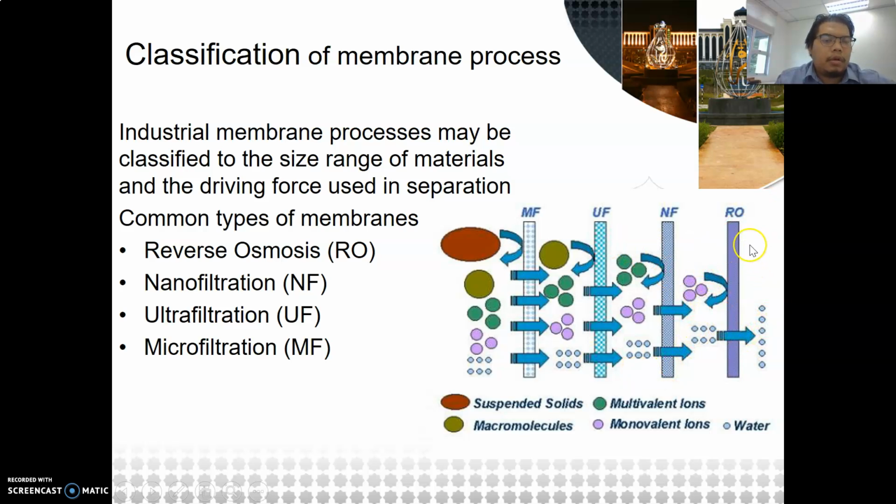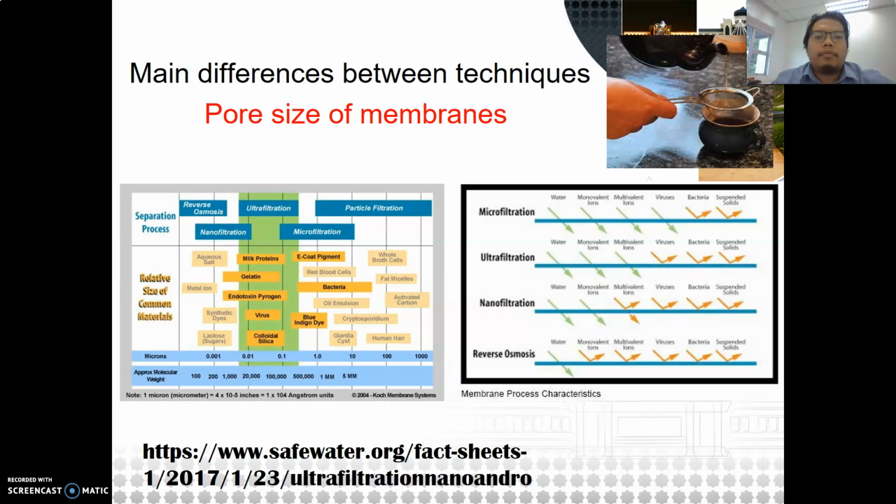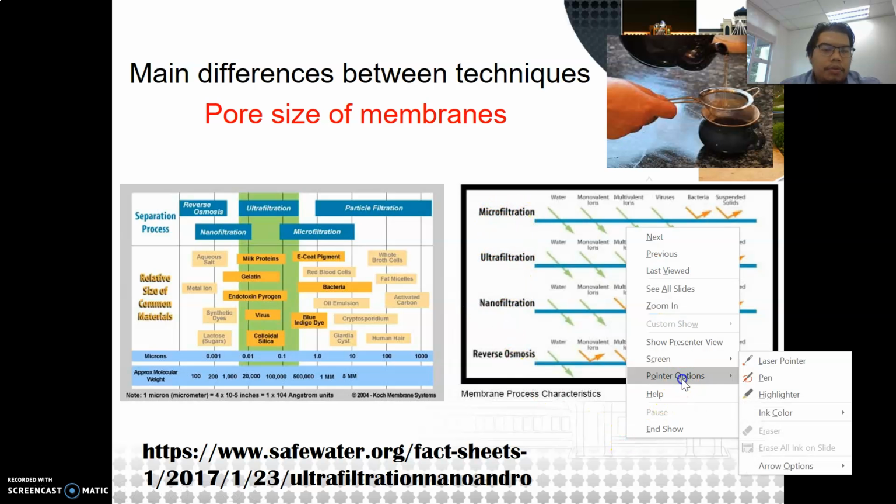And if you look at reverse osmosis, it only allows the smallest particle here. So if we talk about membrane processes, it is about how the particles pass through the membrane. It's about size. For example, we can see two diagrams here: microfiltration, ultrafiltration, nanofiltration, and reverse osmosis.